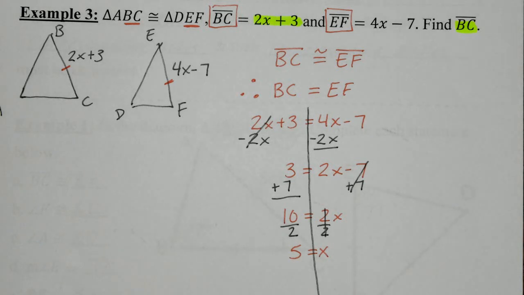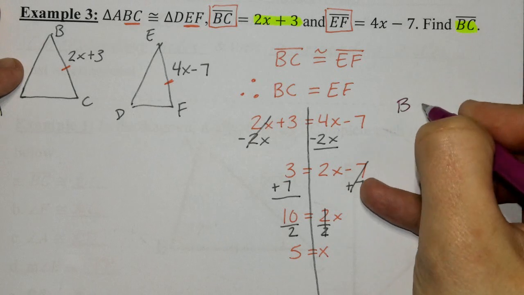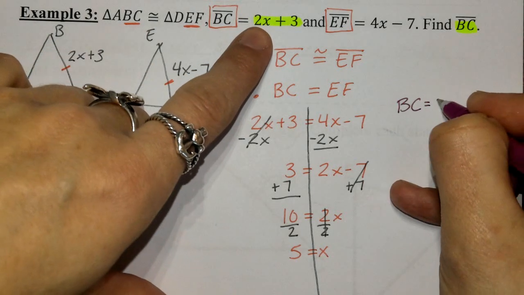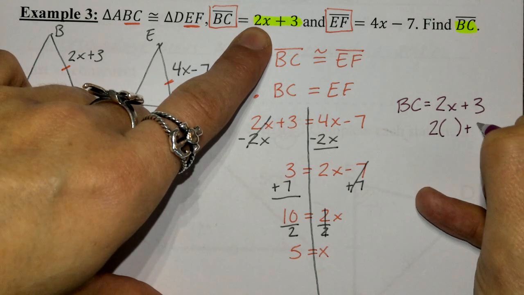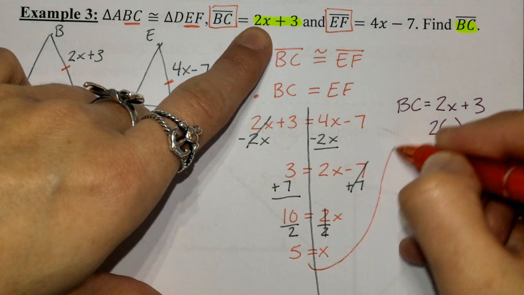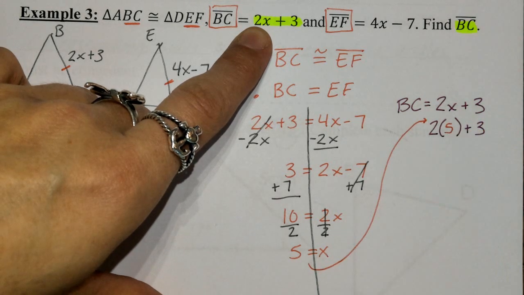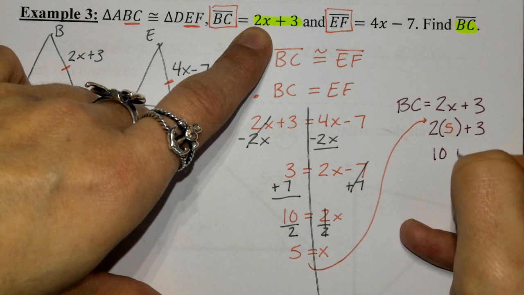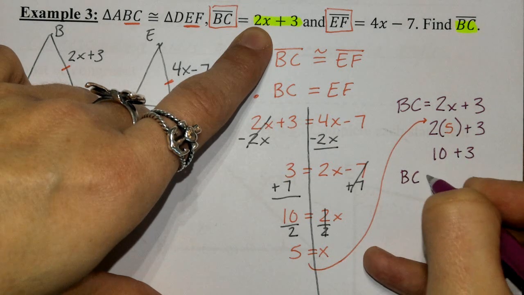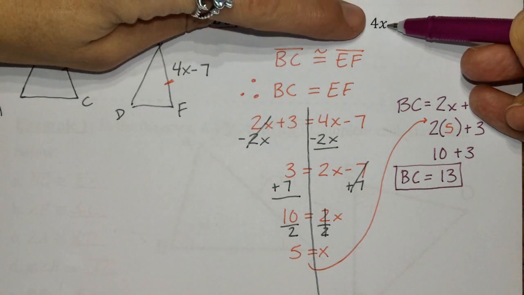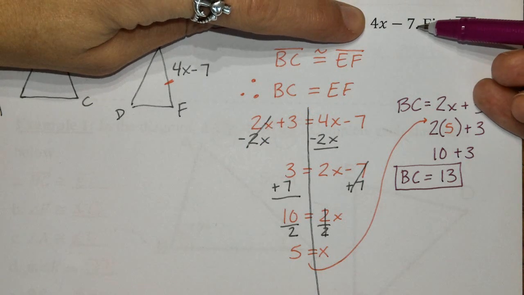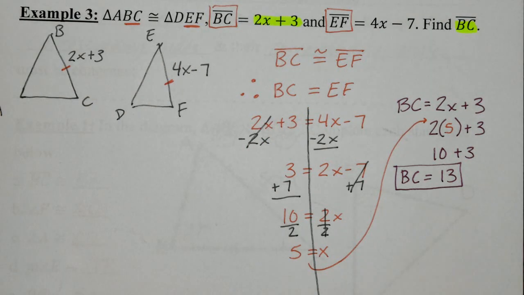Okay? So here we'll go ahead and say, all right, BC was that 2x plus 3. We're going to remove x, and we're going to substitute in x was 5. 2 times 5 is going to give me 10 plus 3. BC will equal a total of 13. And again, if you plug it into the other one, you have 4 times 5 gives you 20. Subtract 7 from 20, you're going to get that 13. So this is how we're going to use our corresponding parts of congruent triangles to find different side measurements and angle measurements.